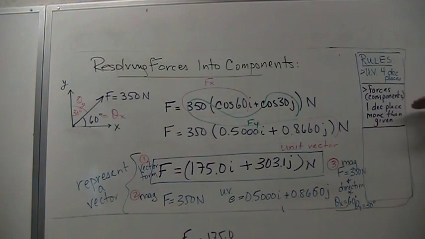Okay, so what are the 2 rules so far? Unit vectors are represented with 4 decimal places. Forces are represented 1 decimal place more than given. Okay, I'm going to stop the tape again and then do another example.